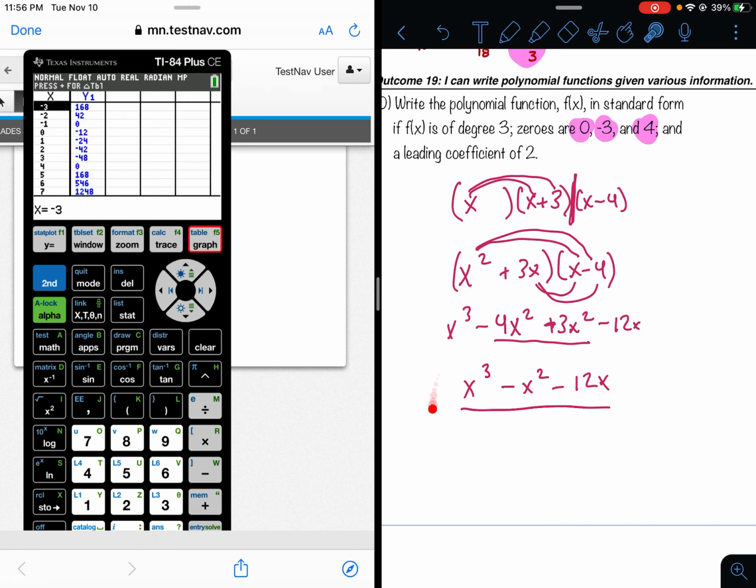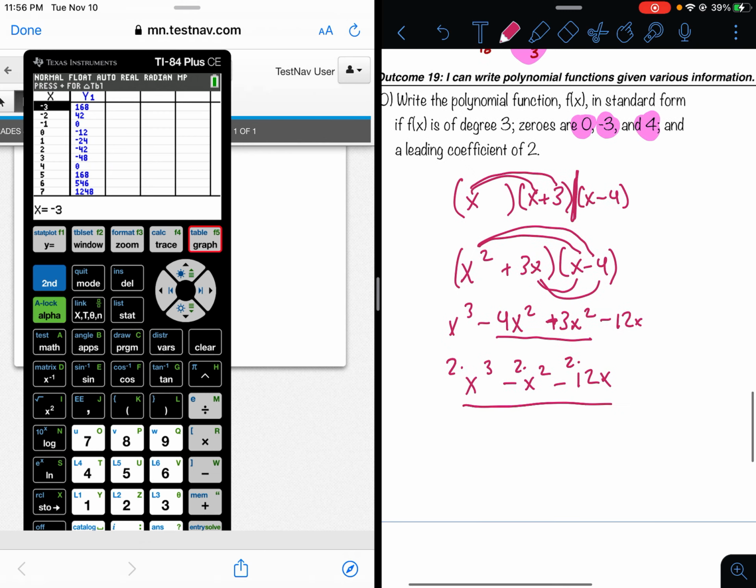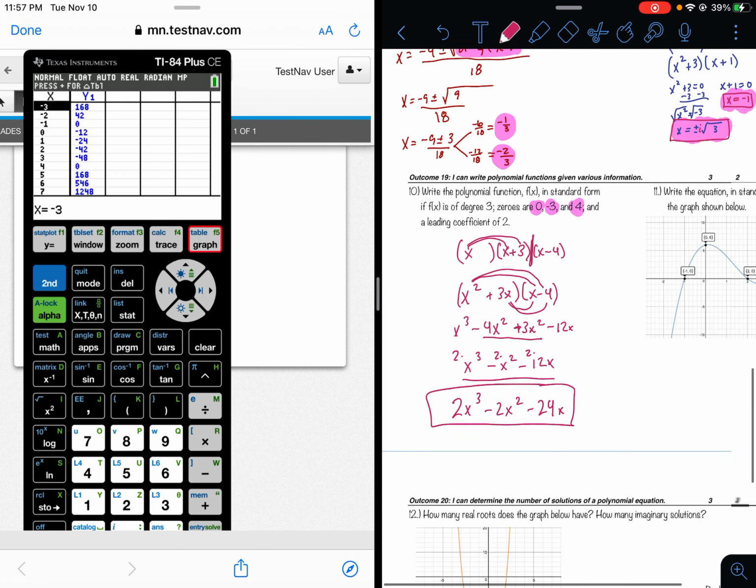No, this is just a really simple fix. If you don't get a leading coefficient of 2 and it's supposed to be 2, all you really have to do is simply multiply everything by 2. And that'll be 2x to the third minus 2x squared minus 24x. And now we have a polynomial with a leading coefficient of 2. And that's how we write the polynomial.